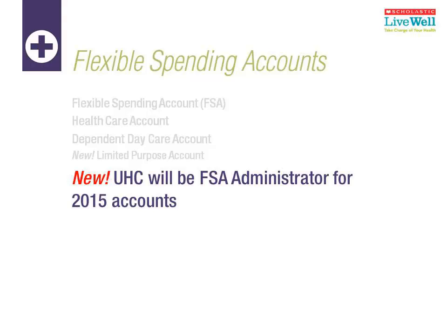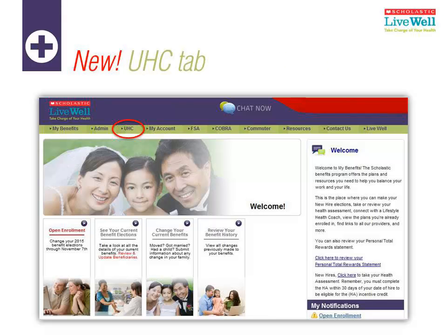Click on the Current FSA tab on the My Benefits page at access.scholastic.com to track your current flexible spending account. There's a new addition to the My Benefits site, the UHC tab. You'll have a number of options to choose from.